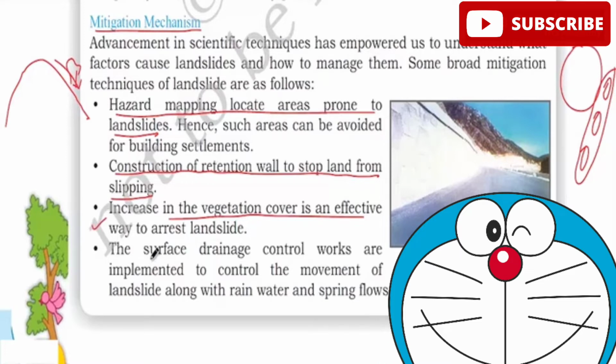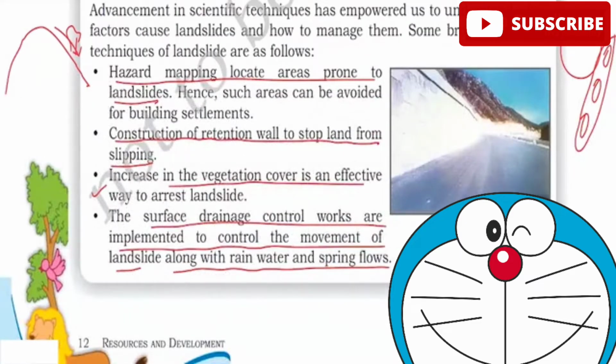The surface drainage control works are implemented to control the movement of landslide along with rainwater and spring flows. The water, whenever it gets accumulated at the top, we should ensure that wherever the water flows, the drainage has to be proper, and that should not be slippery to bring the boulders down. So these are some of the things that we need to ensure when we are actually talking about disaster management during landslides.